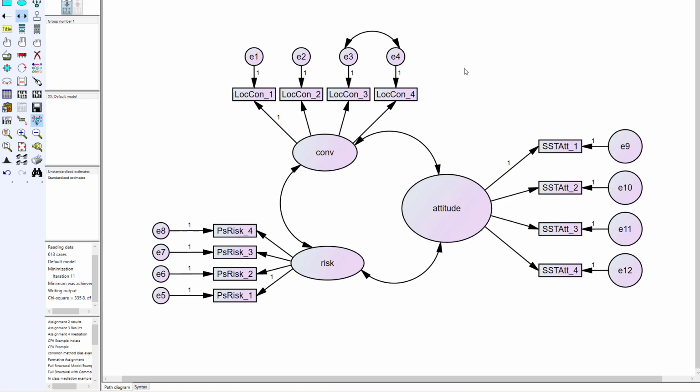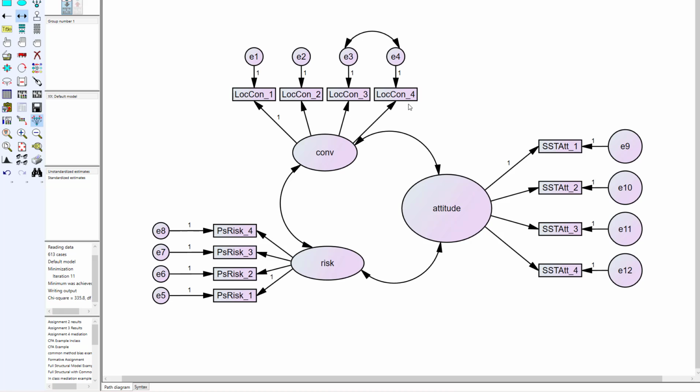The biggest reason you're going to see large modification indices is usually correlated errors within constructs. So these are within this location convenience construct. The biggest reason is usually that there's a lot of overlap between those two items. Between location convenience 3 and location convenience 4, those items were pretty much asking the exact same thing. There wasn't much difference between them. The respondents didn't respond very differently to those.